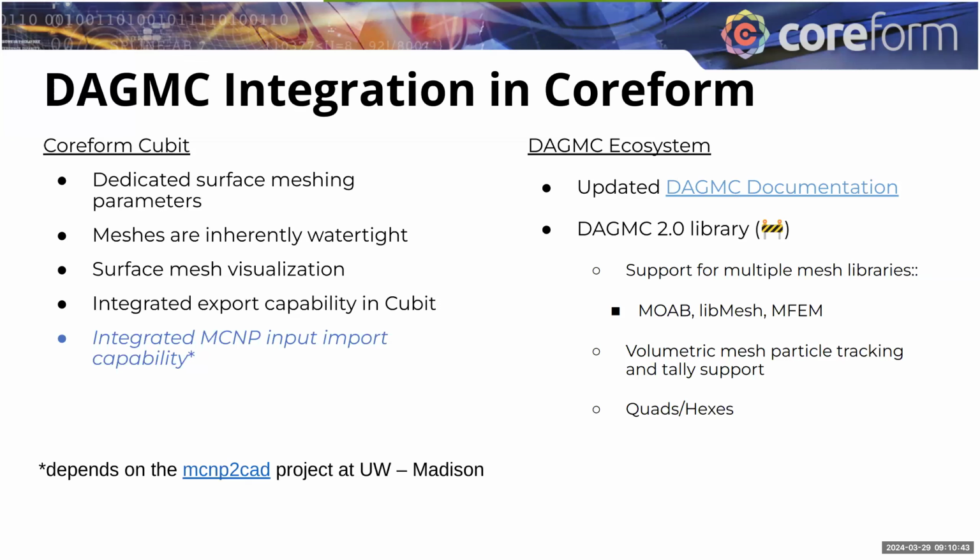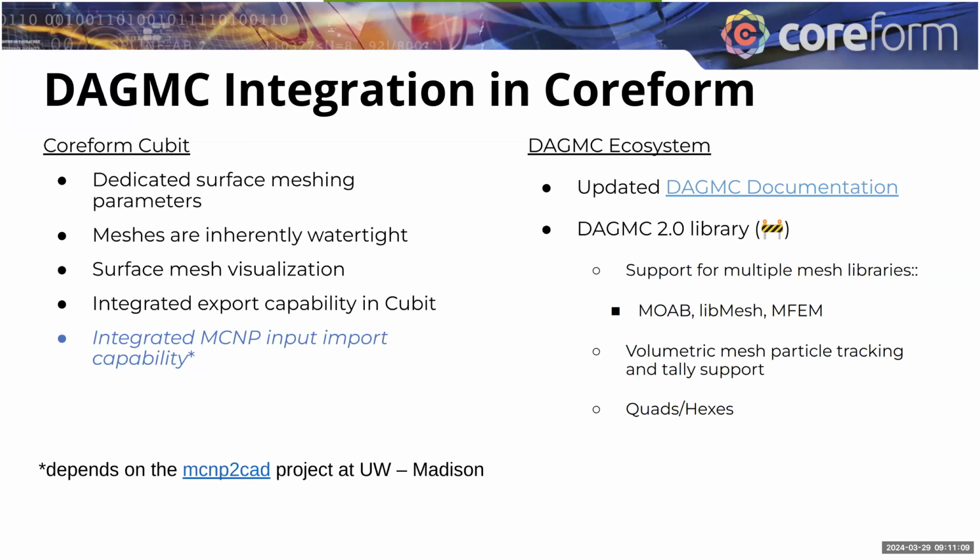And that allows us to easily adjust the overall fidelity of the triangulated surfaces with respect to the original CAD model. Some of the benefits are inherent within this integrated meshing and export capability. First off, I would say the meshes generated when we mesh within Cubit are inherently watertight upon their generation.